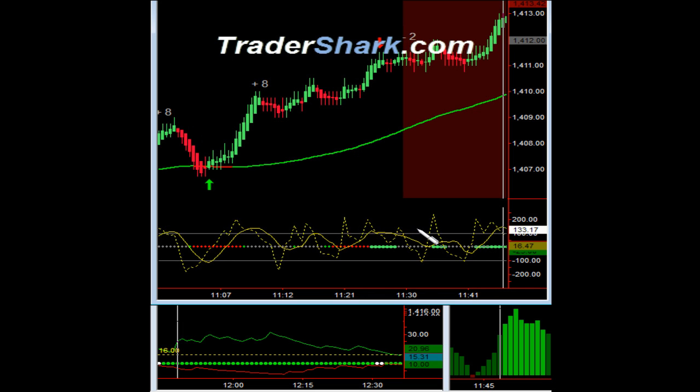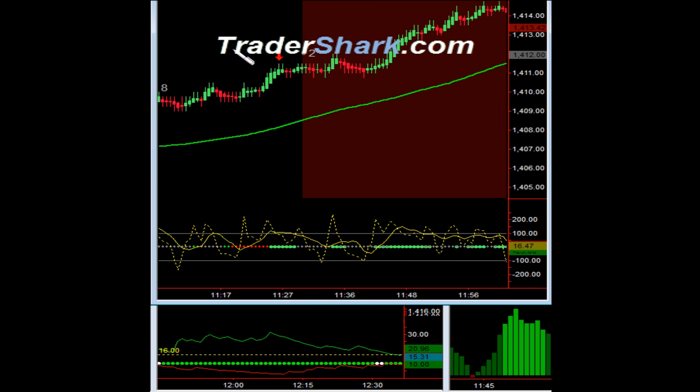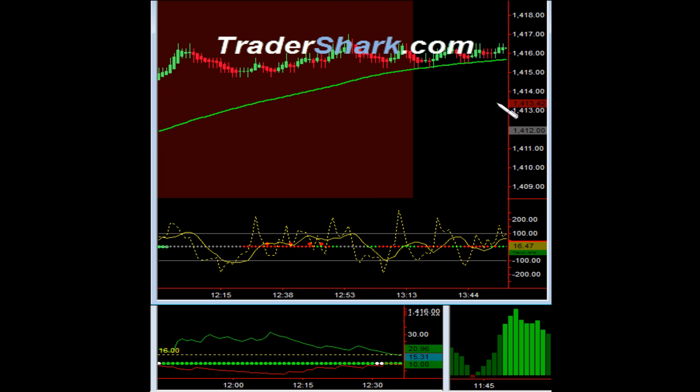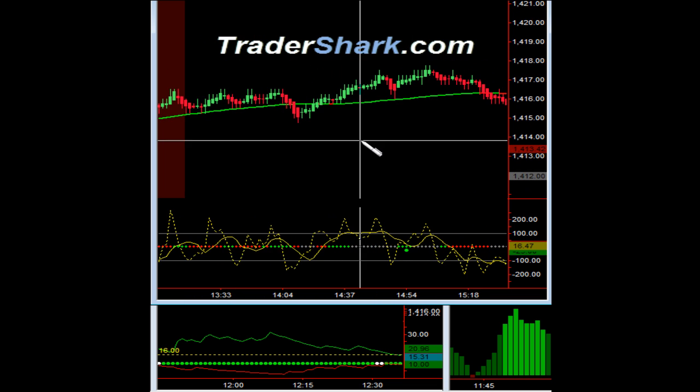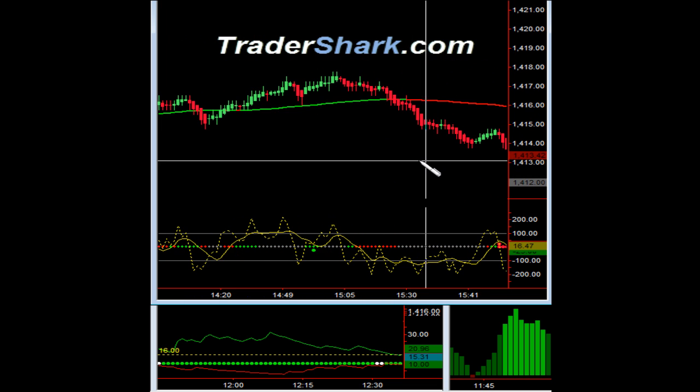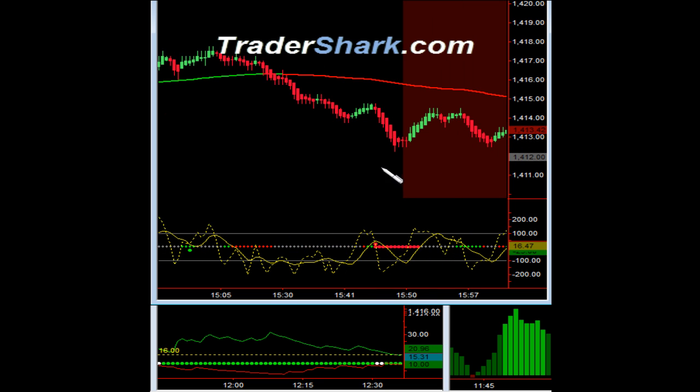It goes from 11:30 to 1:15 Eastern Standard Time. Lower volume, higher volatility. Market just was on a tear, continued to push to the upside. And we had no further opportunities for trades.